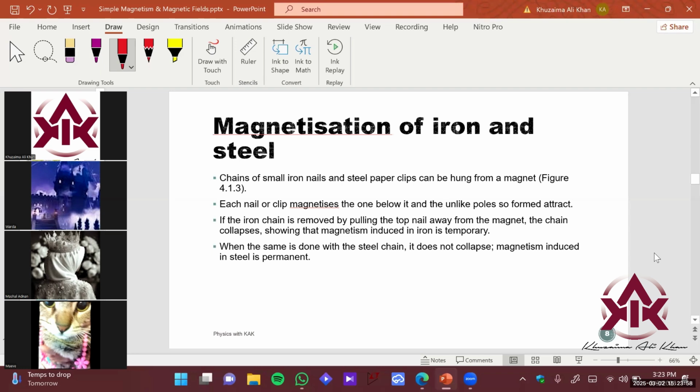You just have to choose. Sir, can you repeat the question? I'm just saying, out of iron and steel, which type of material is called ferromagnetic? Is steel ferromagnetic or is iron ferromagnetic? Iron. Okay. Those who say iron is ferromagnetic, raise your hands.